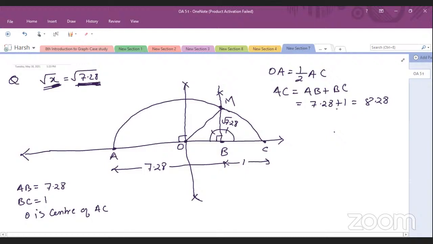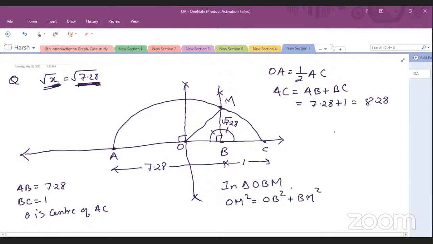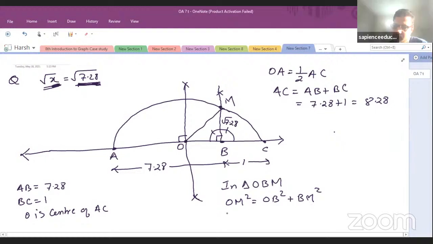After that, OM, the midline. Yes, sir. So I will write: in triangle OBM, since it's a right angle triangle, we can write OM square is equal to OB square plus BM square. Correct? Yes, sir. Okay. So OM square is equal to X plus 1. No, we are doing it with 7.28.